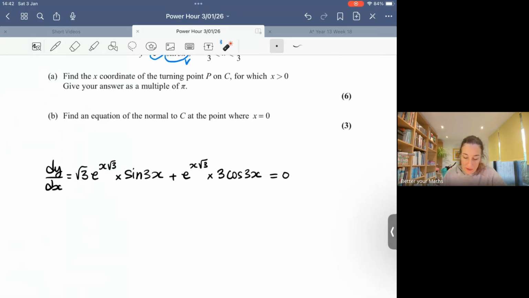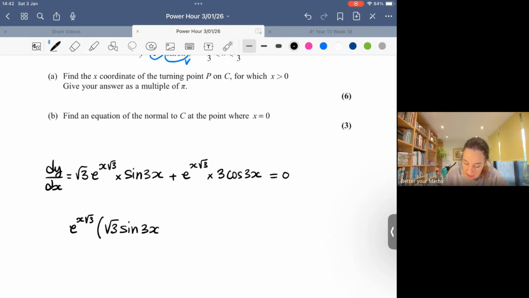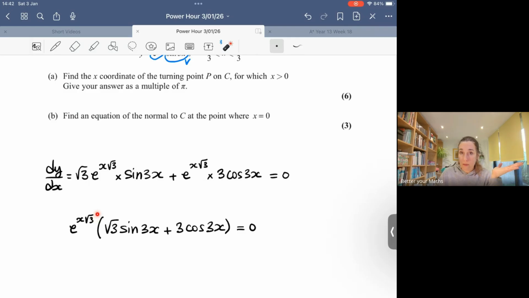Let's make this equal to 0. And for that, we can probably factorize this e to the power of x root 3, which is going to help you to see what we are doing. So I'm going to factorize, and I have root 3 sine 3x plus 3 cos 3x equals 0. Two factors. This one cannot be 0. e to the power of something is never going to be 0. The one that can be 0 is this one.